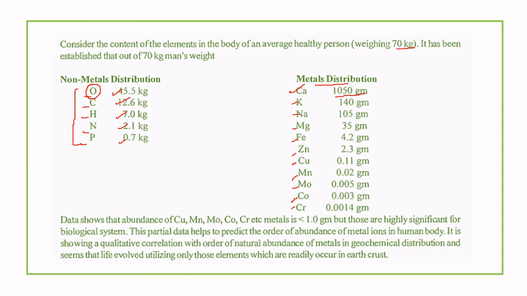Data shows that the abundance of copper, manganese, molybdenum, cobalt, and chromium, etc. metals is less than 1.0 gram, but those are highly significant for the biological system. This partial data you can see here: 0.11, 0.02, 0.005, 0.003, 0.0014 gram. This partial data helps to predict the order of abundance of the metal ions in the human body.